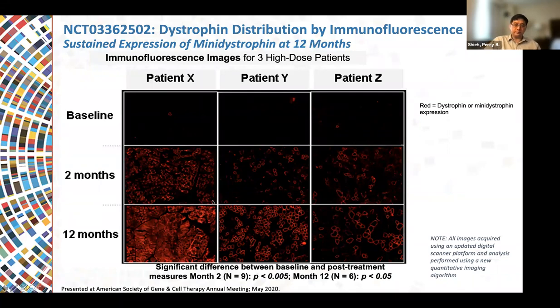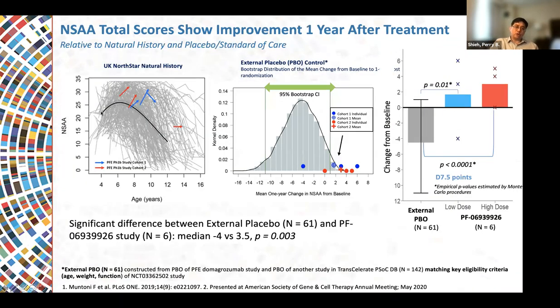And this is the functional data showing that the patients in the lower dose are shown here in blue, and the higher dose are in red. And maybe not so much this blue patient, but the other five seem to be reasonably on a trajectory that appears to be deviating from the natural history of what you would expect patients with Duchenne muscular dystrophy to have. So they're not declining, apparently, as much as what you would expect in Duchenne muscular dystrophy.